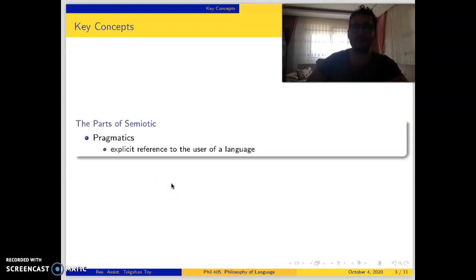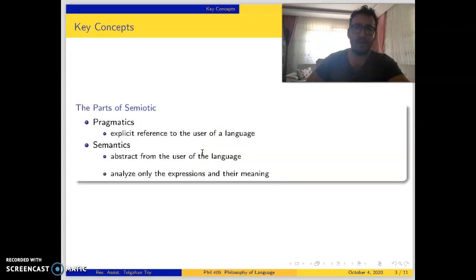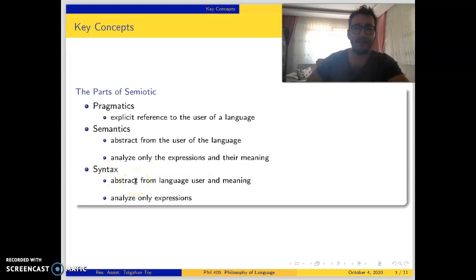There are three parts of a semiotic study. The first one is pragmatics. In pragmatics, there is an explicit reference to the user of a language. So pragmatics is about communication. In semantics, we abstract from the user of language. We are only interested in the expressions and their meanings. In syntax, we are neither interested in the language user nor the meaning, but only in expressions themselves, the formal properties of expressions. So pragmatics is about communication, semantics is about meaning, and syntax is about the formal properties of expressions.